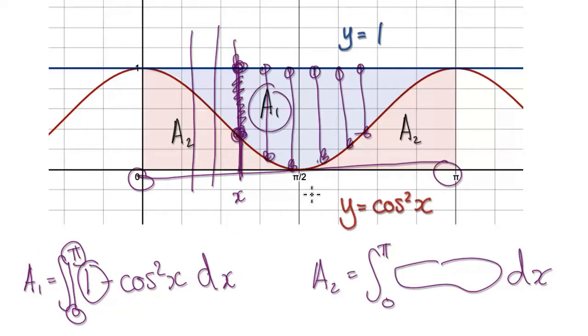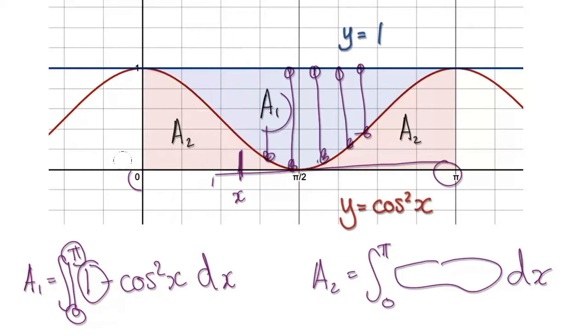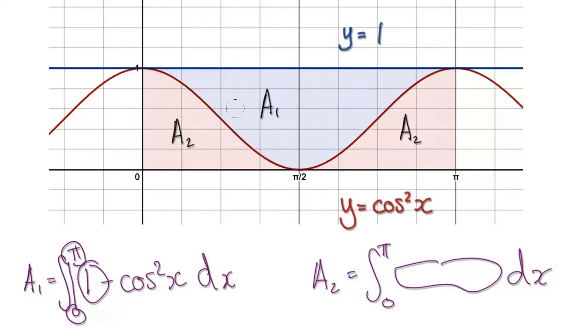So now let's look at A2. Hang on, let me clean this up. So A2 would be you summing up all the heights here. You're summing up all these heights for A2.